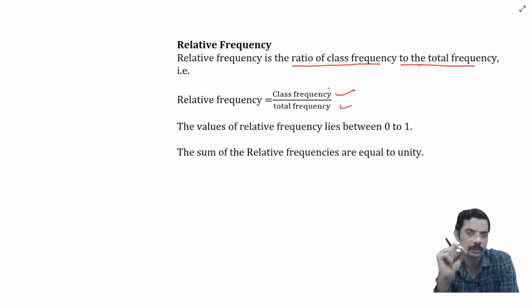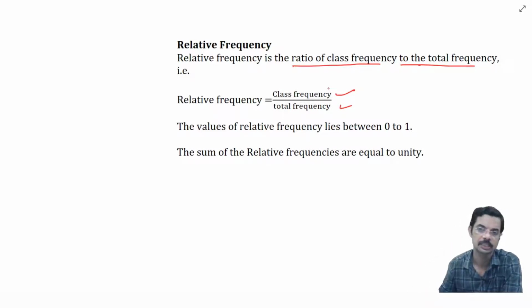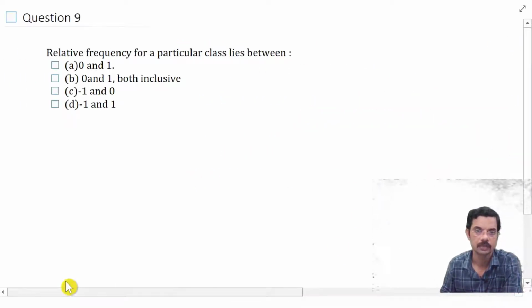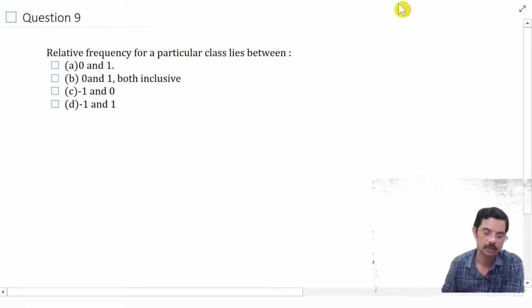So hence what happens? We get a proper fraction. Numerator will be smaller than the denominator. So we get a proper fraction, and a proper fraction is always less than 1. Therefore, the values of relative frequencies lie between 0 and 1. Okay, the sum of all relative frequencies will be equal to 1. So therefore, in this we have 0 and 1 as the correct option.